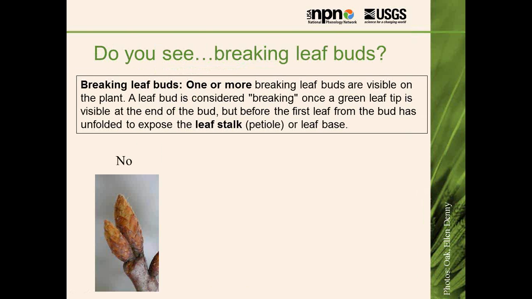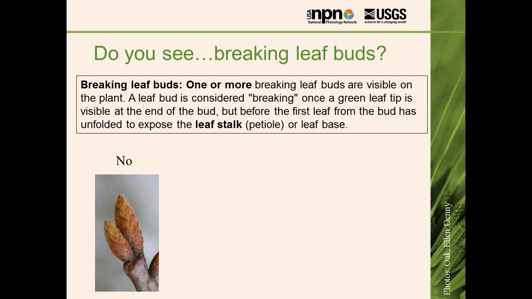So this is the first of the phenophases that we'll be going through today. The question is written on the data sheet as, do you see breaking leaf buds? And in the box here is one of the phenophase definitions. This is the first time that you'll see this, and we'll have this throughout this presentation. Anytime you see text enclosed in a box, that's one of our phenophase definitions that are available to you for all of our species protocols.